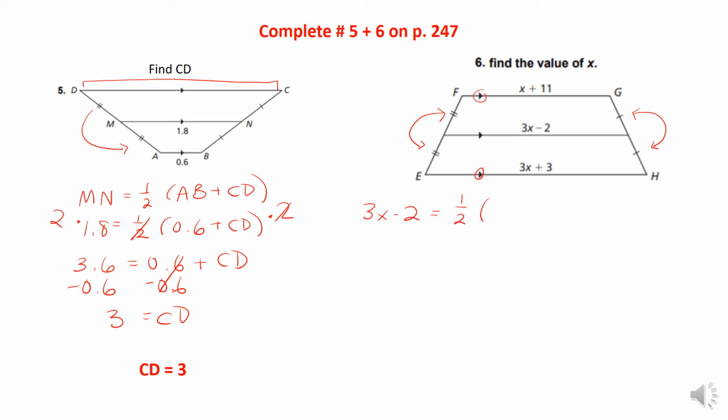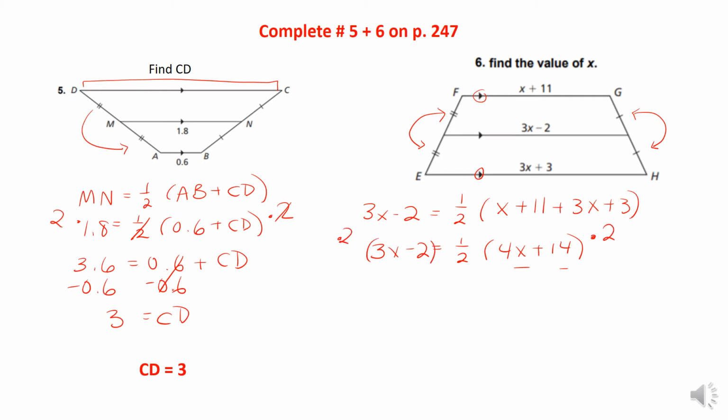Now I have to add my bases. So x plus 11 plus 3x plus 3. So I get 3x minus 2 equals 1/2 of, 3 plus 1 is 4x, plus 11 plus 3 is 14. And now when I get to this point, I could choose to distribute the 1/2 and divide these numbers by 2, or I could multiply both sides by 2, which is what I decide to do.